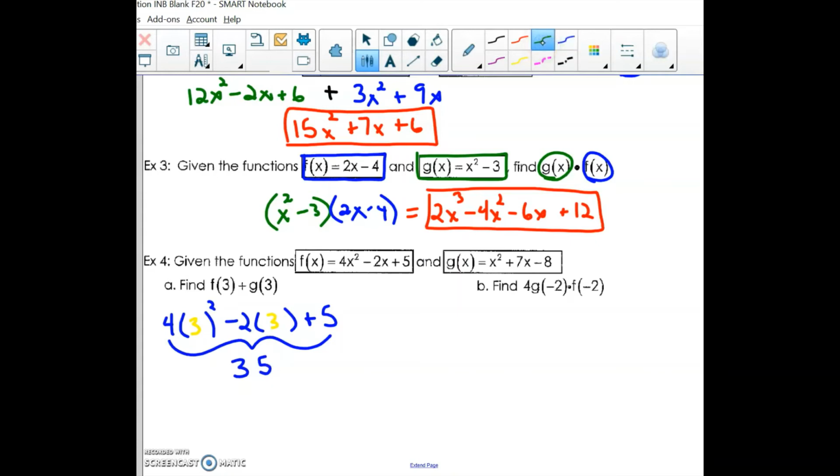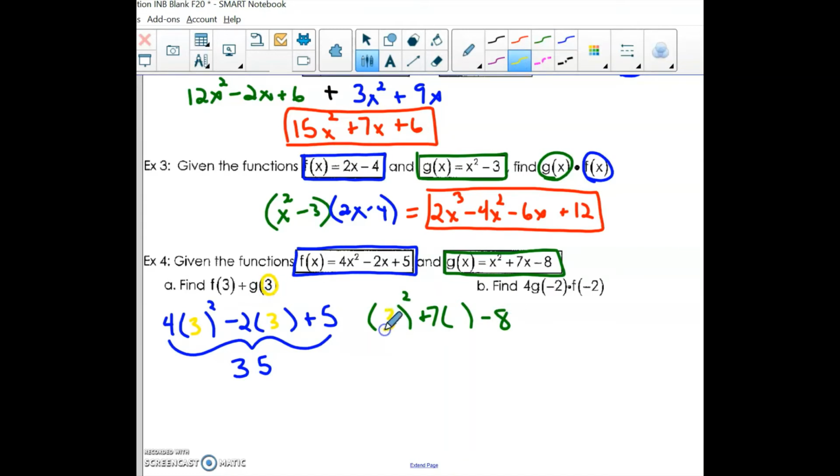All right, then we go to the green. I'll do G in green. I did F in blue. I've done that the entire page. So we've got, supposed to be green, something squared plus 7 times something minus 8. That something, again, is a 3.